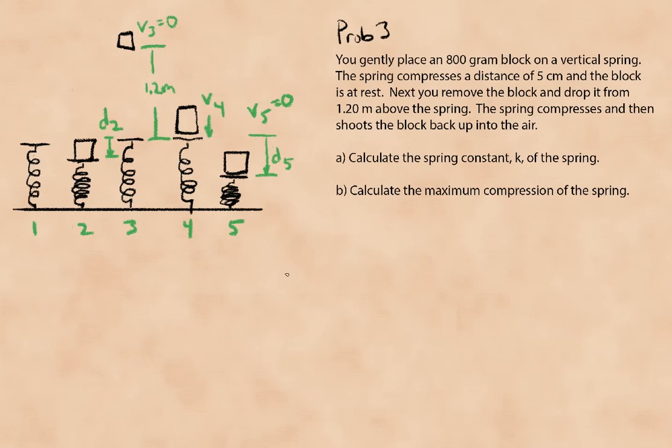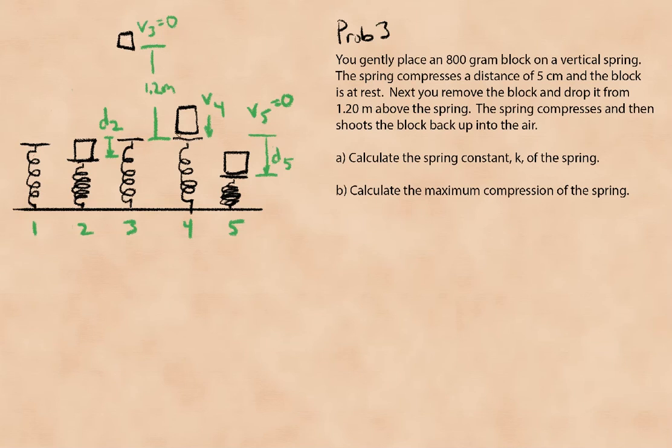Here are diagrams representing the situations described in the problem. Diagram 1 is a picture of just the spring at its initial length. Diagram 2 is after the block is placed on it and it's allowed to lower slowly to its equilibrium position. Diagram 3 is when the block is 1.2 meters above the spring, so the spring is at its equilibrium position and the block is dropped or released from rest.